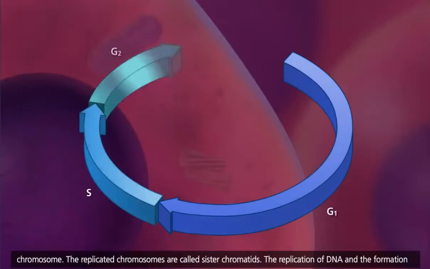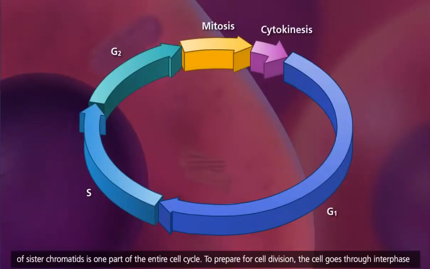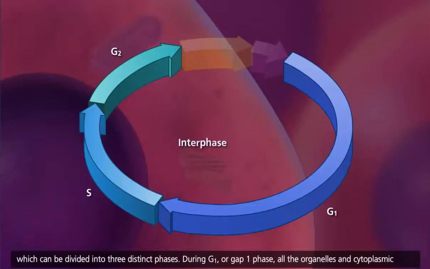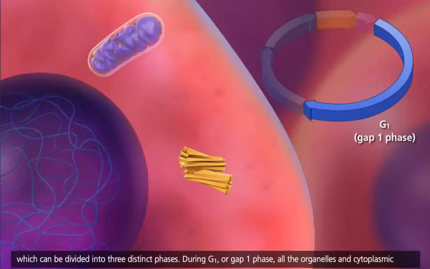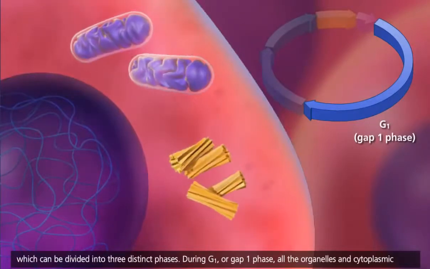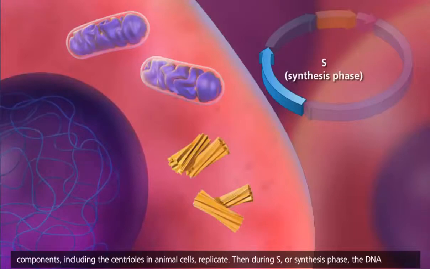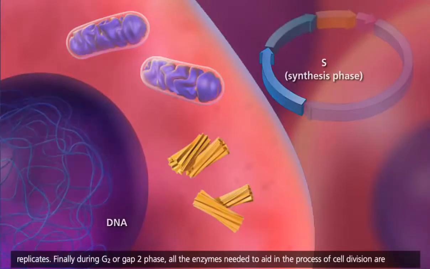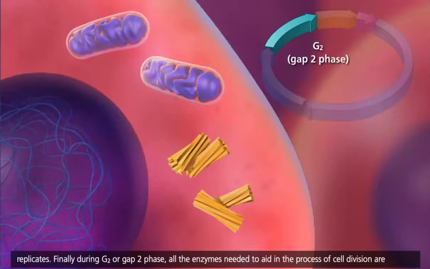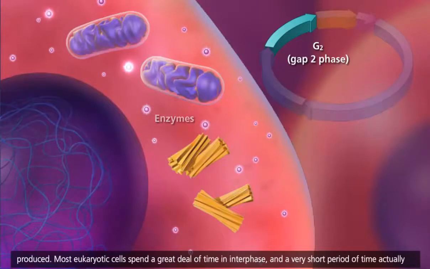The replication of DNA and the formation of sister chromatids is one part of the entire cell cycle. To prepare for cell division, the cell goes through interphase, which can be divided into three distinct phases. During G1 or gap1 phase, all the organelles and cytoplasmic components, including the centrioles in animal cells, replicate. Then during S or synthesis phase, the DNA replicates. Finally, during G2 or gap2 phase, all the enzymes needed to aid in the process of cell division are produced.